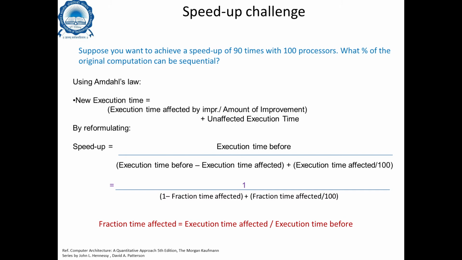Again we can rewrite this formula if we have fraction time affected given as execution time affected divided by execution time before, and therefore the formula can be rewritten as 1 divided by (1 minus fraction time affected plus fraction time affected divided by 100). So this is another way of writing the speedup formula that you see. This equation can be rewritten as this one here.